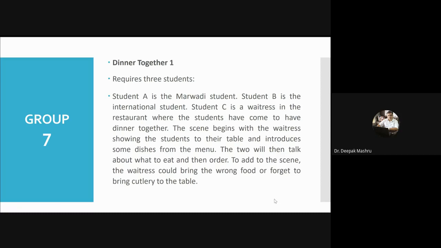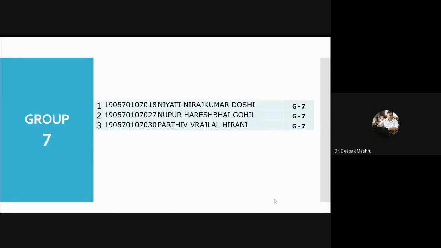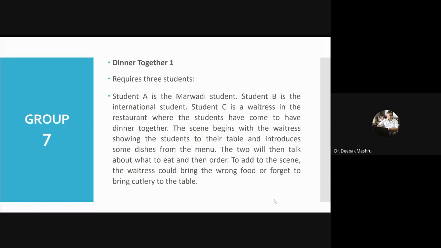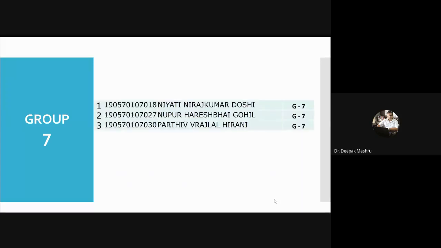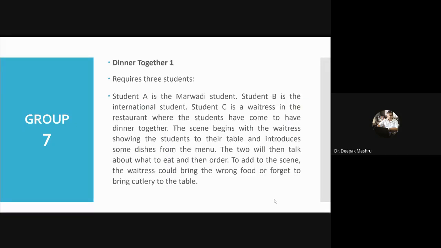Fine? Okay, group 7. Fine. Niyati, Nupur, Parthiv. Is it clear? Instead of waitress, we'll consider a hotel manager or hotel owner. Can anybody say yes? So I go ahead. Hello. Yes, sir. Okay, clear.